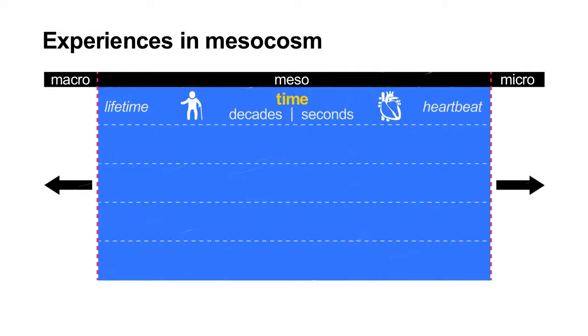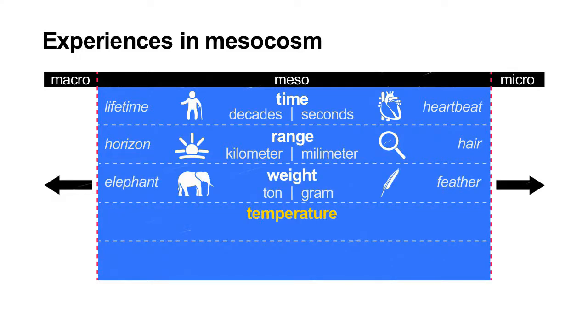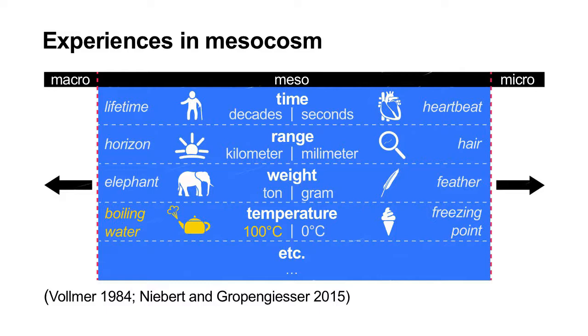Or if it comes to range, we can perceive things that have a tenth of a millimeter, a hair for example, and it ends somewhere in about 20 kilometers, so a horizon for example, we can see the horizon. Or when it comes to temperature, we can experience something between 0, the freezing point, and the boiling of water, so 100 degrees Celsius.